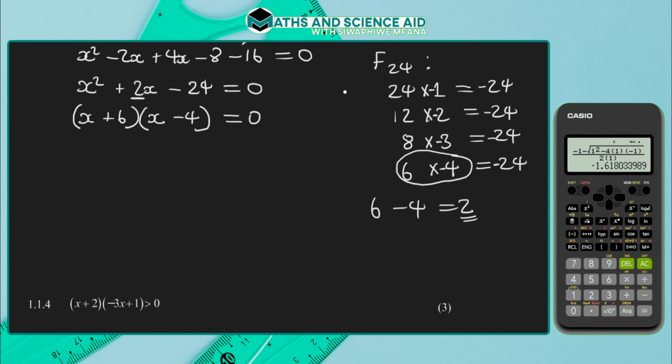But if you follow all these rules that I have just described, you do not have to worry at all. So this means that x plus 6 is equal to 0, or x minus 4 is equal to 0. So our values of x are x is equal to -6, or x is equal to 4.